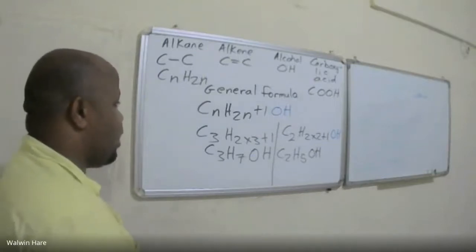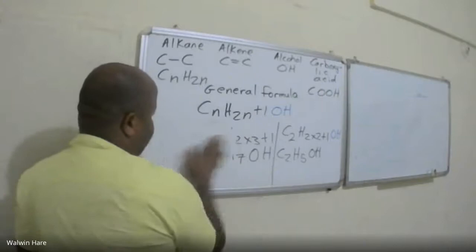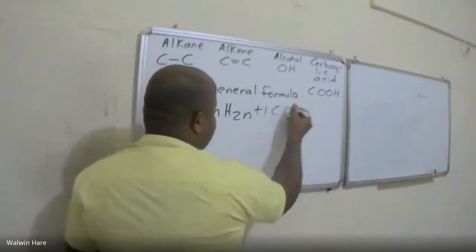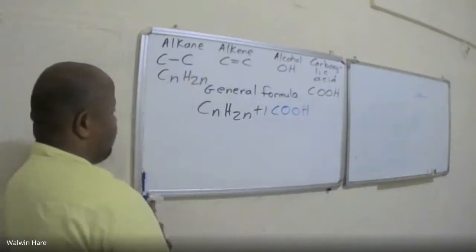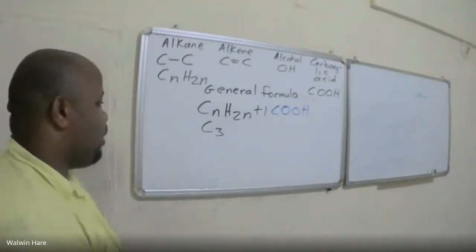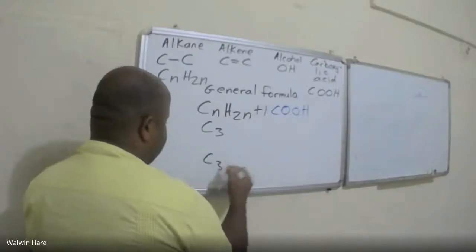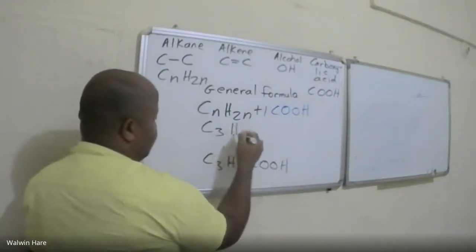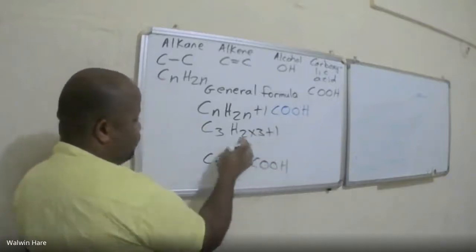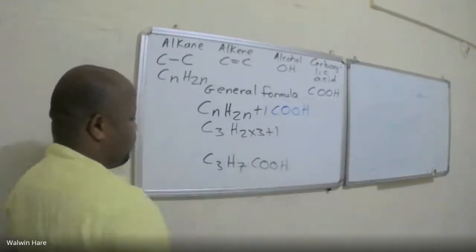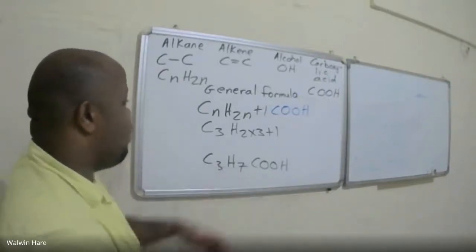So I'm going to do the carboxylic acid now. So it will be plus 1 COOH. All right. Let me see who can read it. Can anybody tell me the formula if you have C3? H7COOH. So let's check. Number of carbon is 3, so it will be 2 times 3 plus 1. 2 threes are 6, and 1 is 7. So it's C3H7, and then I write the functional group. All right? So that is how you use the general formula.